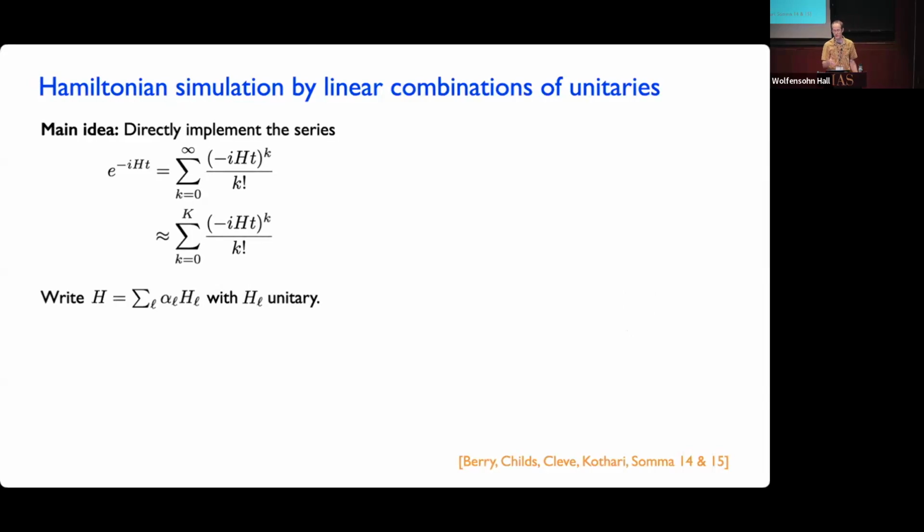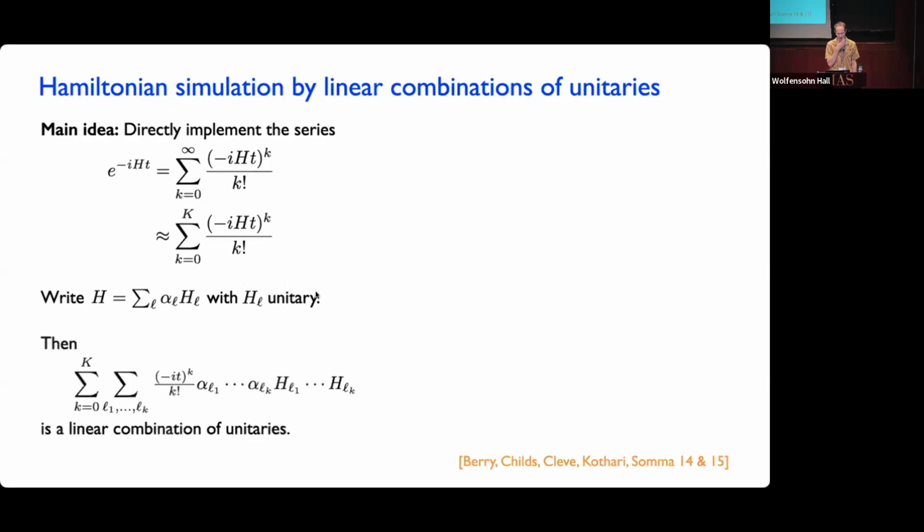So for example, if you have a local Hamiltonian and you decompose it into a sum of Pauli operators, then you kind of naturally get operators that happen to be unitary. There are other ways of doing this, but let's imagine that we can do that. Then we can plug this expression back into this truncated Taylor series, and we get an expression for the evolution operator which is a linear combination of unitary operations with some coefficients, these alphas, and also some phases.